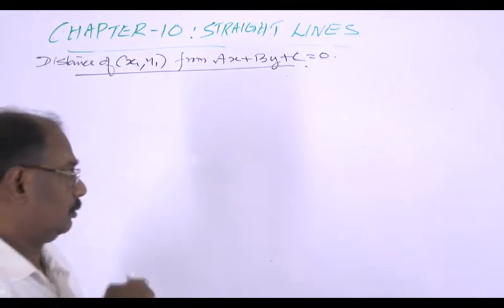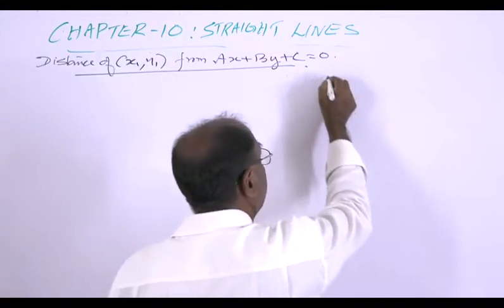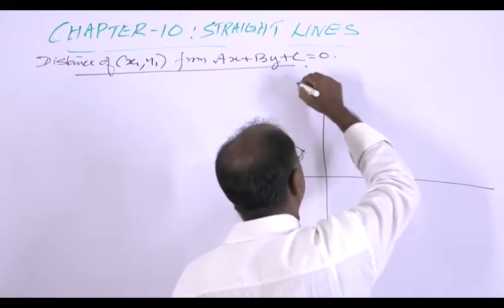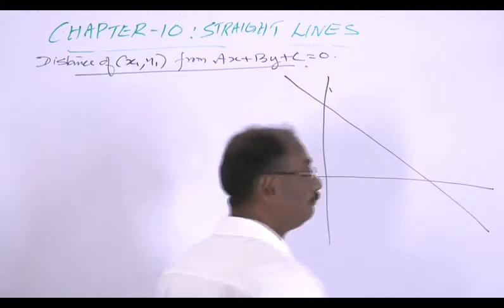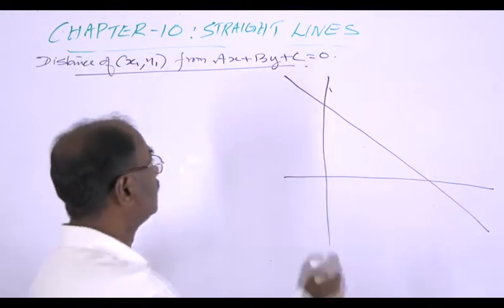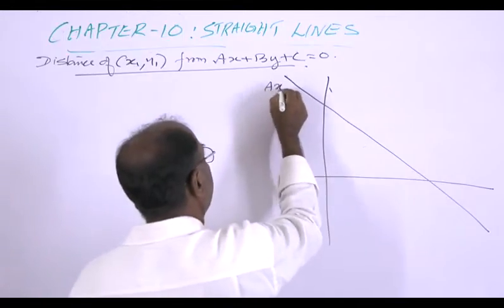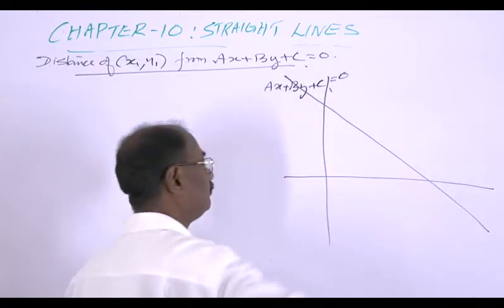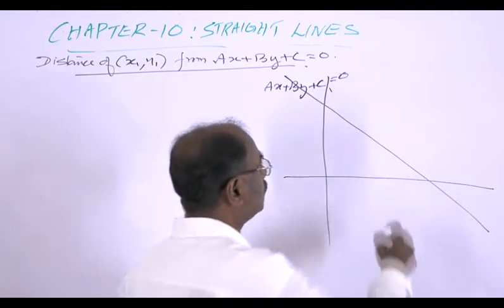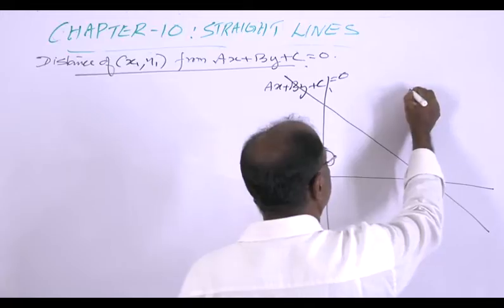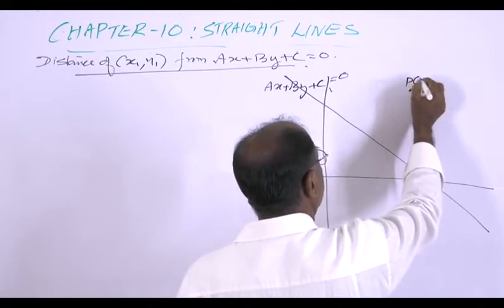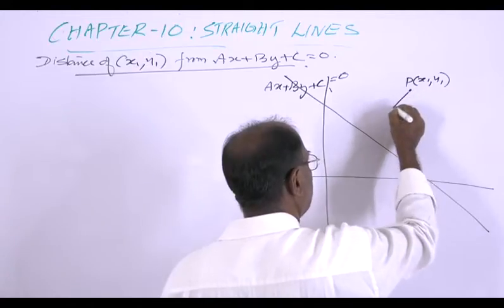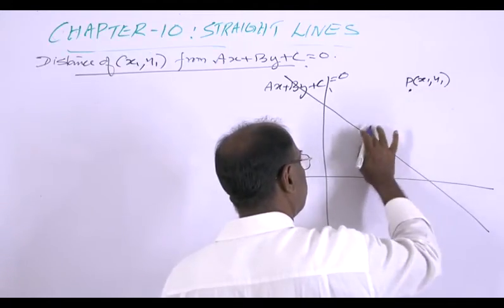So, consider the diagram. Suppose this is the line, ax plus by plus c equal to 0. And suppose the point P is the point x1, y1. Then the distance of the point from the line is the perpendicular distance.